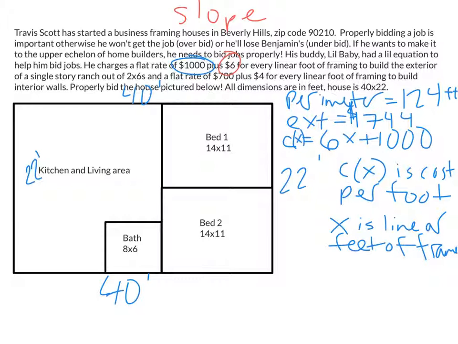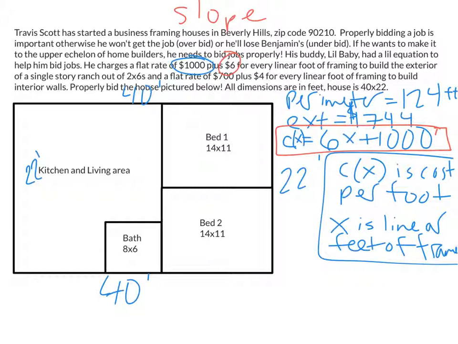Okay. Always good to identify your variables. All right. Oh, wonderful. Now, does that all make sense? Let's see here. Does that formula work out? Does this C of X equals 6X plus 1,000 work? Well, if I were to plug in 6 times, well, what was my linear feet? 124. And then plus 1,000, I plugged that all in my calculator at once, I'm going to get the same exact answer.